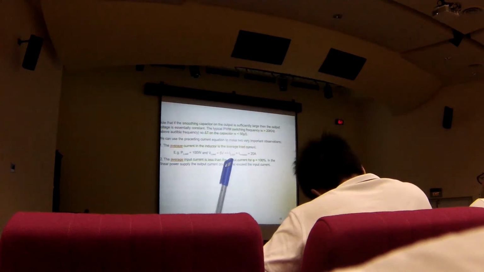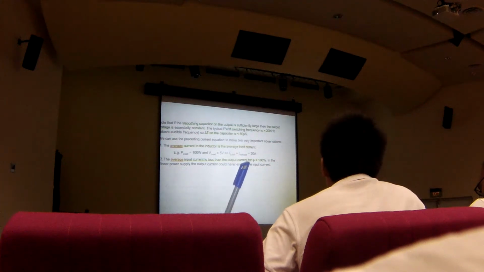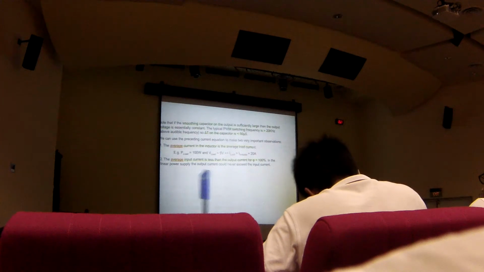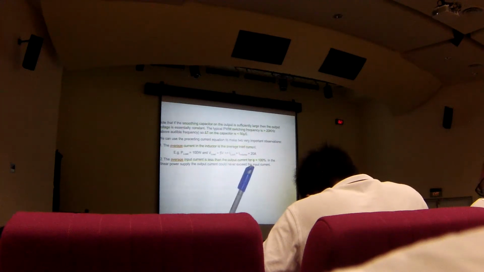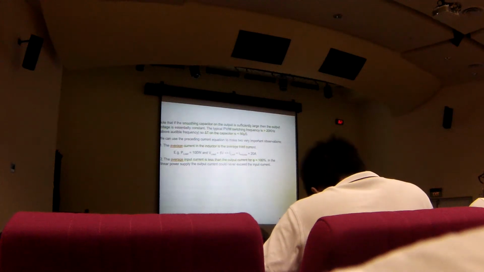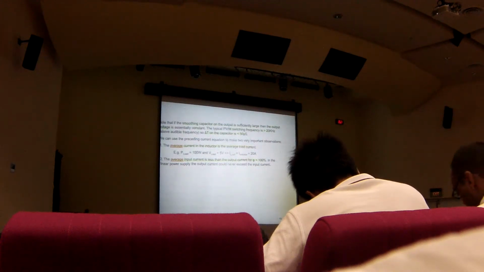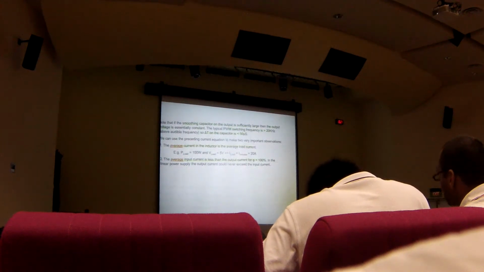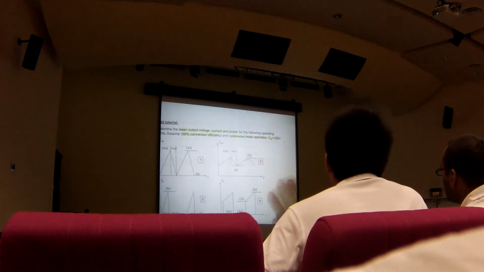Alright, we covered this earlier on, that the current to the load is equal to the current in the inductor. The second observation is the average input current is less than the output current for duty cycle less than 100%. In the linear power supply, the output current will never exceed the input current. These are just observations, alright? If you know all this, there's a small tutorial here.